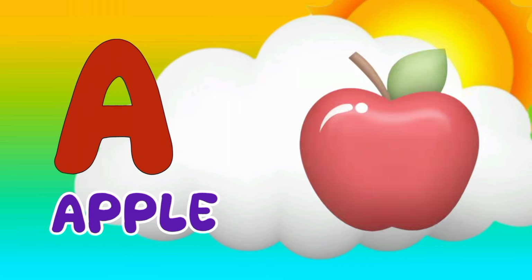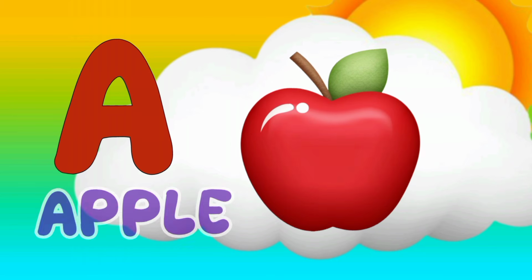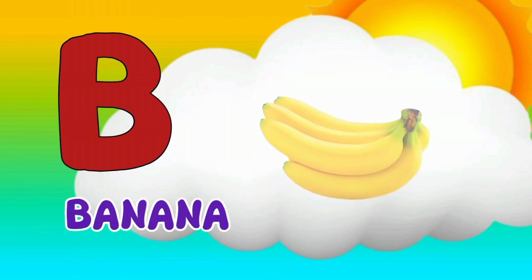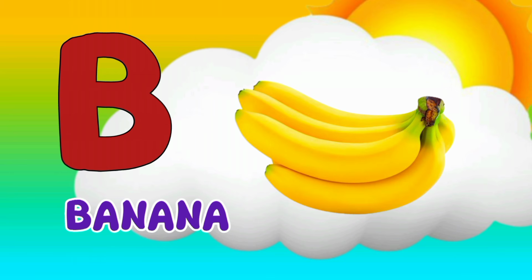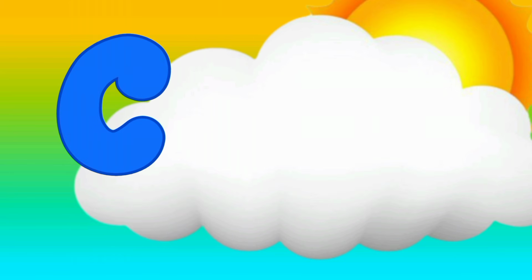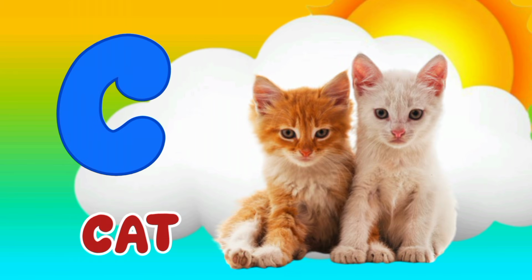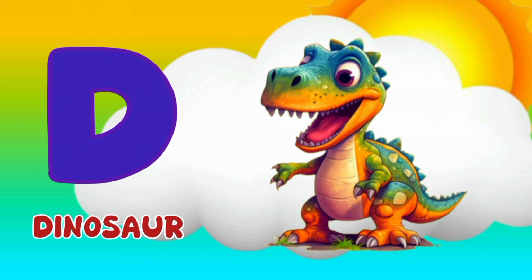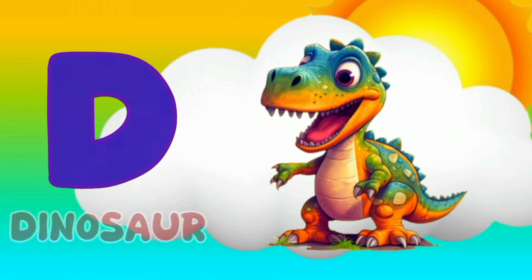A for apple. Apple means saeb. B for banana. Banana means kela. C for cat. Cat means billi. D for dinosaur. Dinosaur means dinosaur.